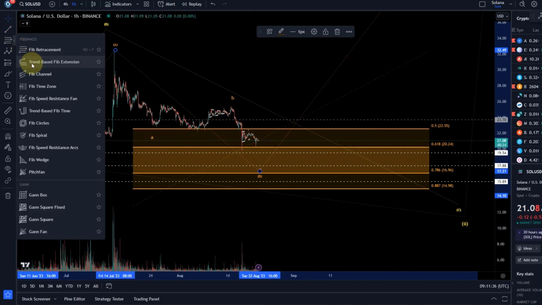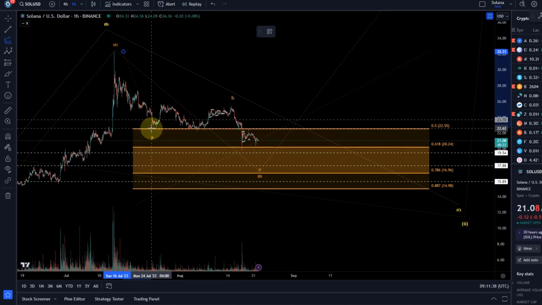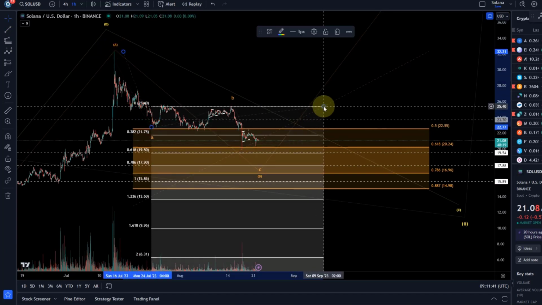That allows us to calculate targets for the C wave. What can we do? We take the A wave length, compare that to the C wave. You can see again, first of all, we've got support at $20.20. That is the 61.8 retracement, the so-called golden ratio, a very important Fibonacci retracement level. However, the reaction to it was not amazing, but we're going to take a look at that on the lower time frame. If we break below $20.20, then we've got $19.50 and $17.90 as extension level support, and then $15.80, as well as $17 basically. These are the relevant support levels.